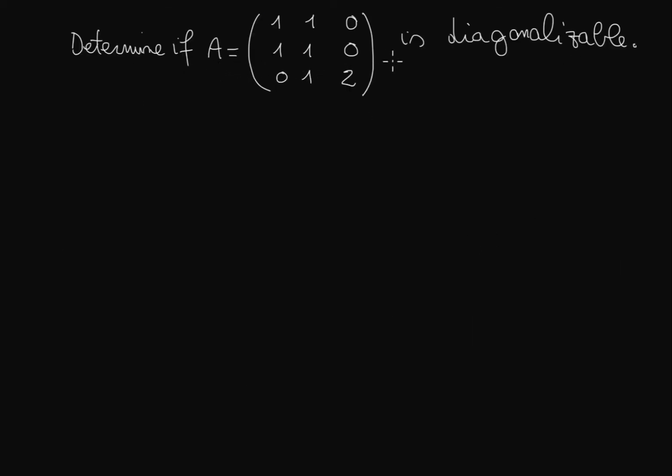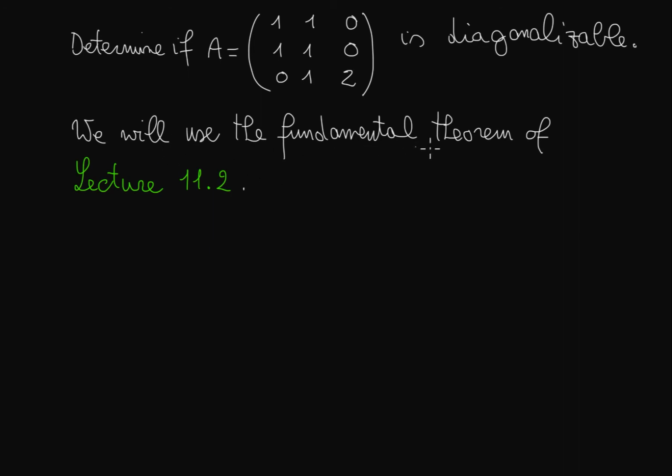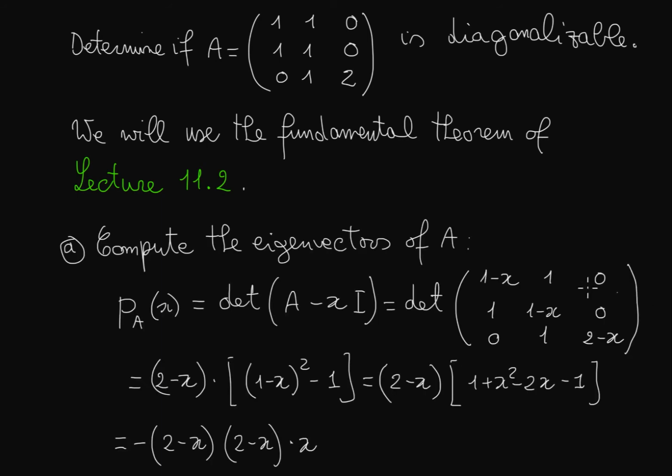Determine if the matrix A is diagonalizable. First of all, notice that the matrix A has order 3, therefore its characteristic polynomial will have degree 3 as well. We will use the fundamental theorem of lecture 11.2. And first, we have to compute the eigenvalues of A.